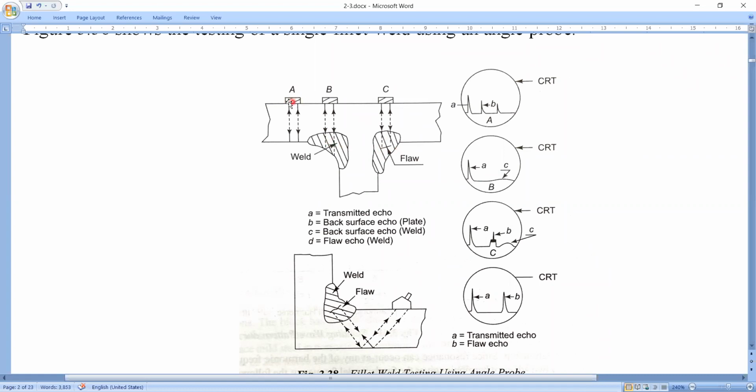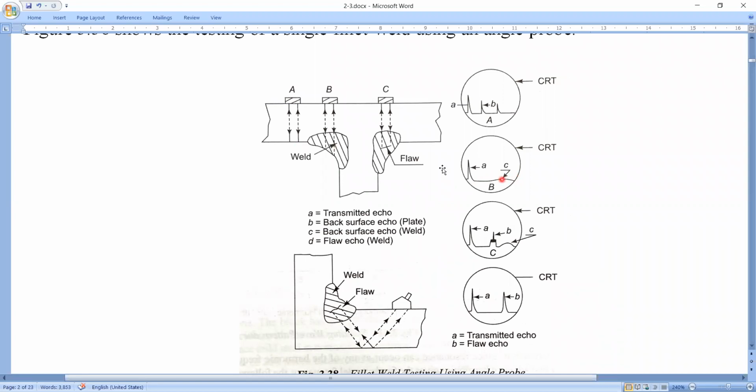Here we are moving the probe on the top surface, and we are taking the reflected waves. See this, in the first scan, the waves are covering the part which is not under the fillet weld. You can see some multiple peaks here. Now if the wave is moving in the fillet weld, you can see the projections. Here A is the transmitted echo. The back echo is like a slight curve.